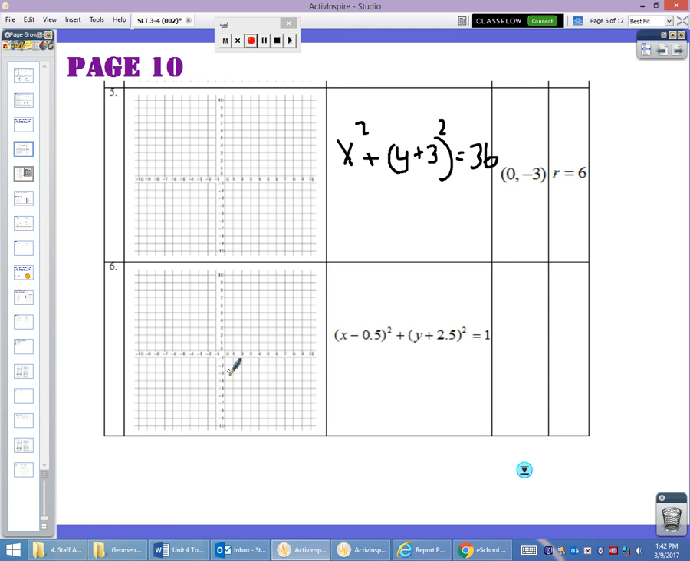So it'd be right there. And the radius would be 1, so I'd go up 1, over 1, down 1, and left 1. And then I would draw a small circle right there. The center is at 0.5, comma, negative 2.5. And the square root of 1 is still radius equals 1.